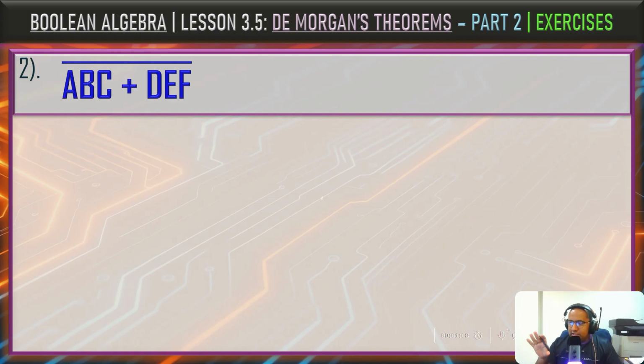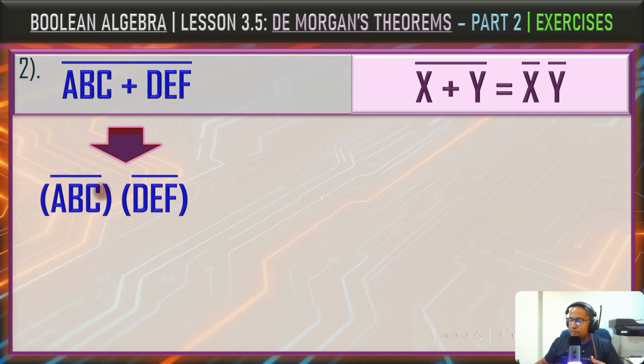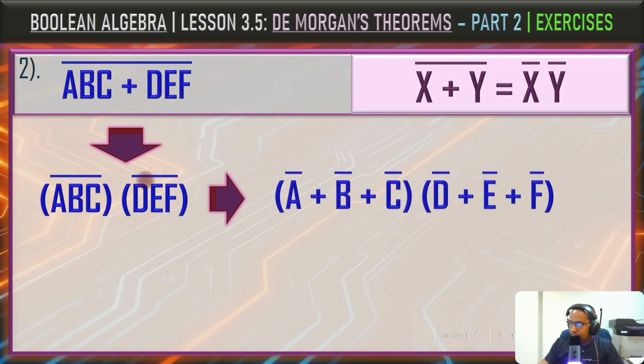First, we identify the structure of the expression. Here, we have a complement of a sum. So we apply the second De Morgan's theorem. Move the bar inside and switch the operation. In this new expression, the sum becomes a product, and each term is complemented. Now we continue simplifying each term. Again, we apply De Morgan. Move the bar inside and switch the operation. That is, each product becomes a sum, and each variable is complemented.